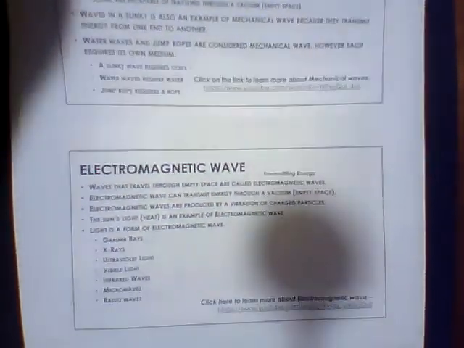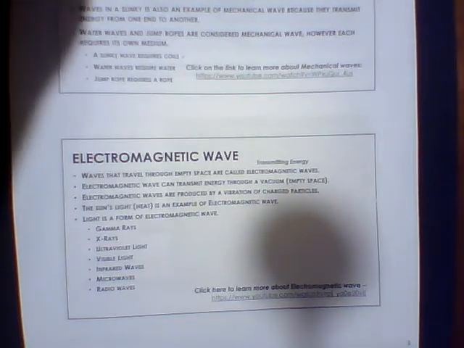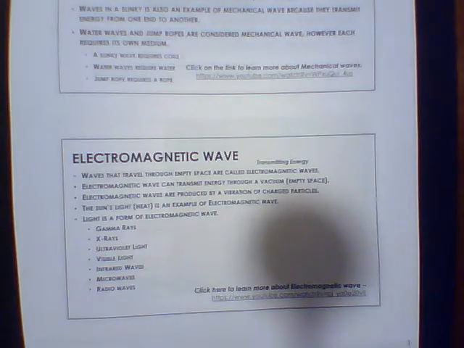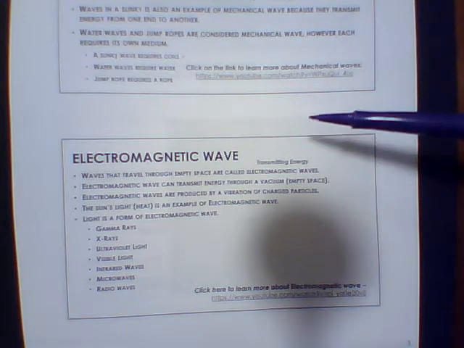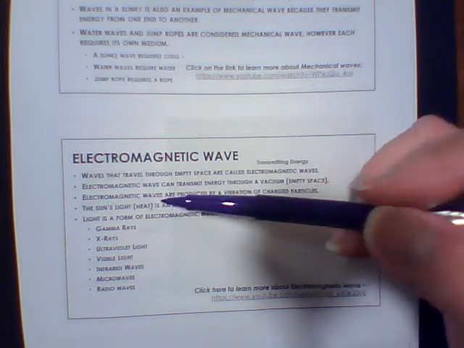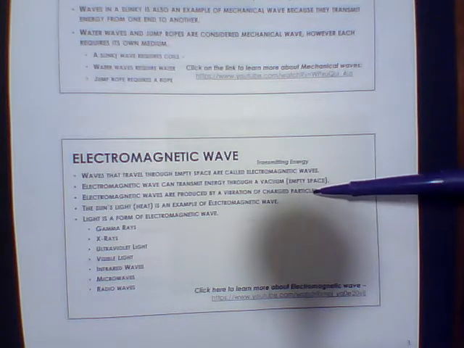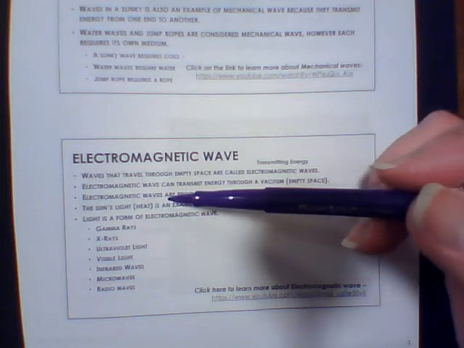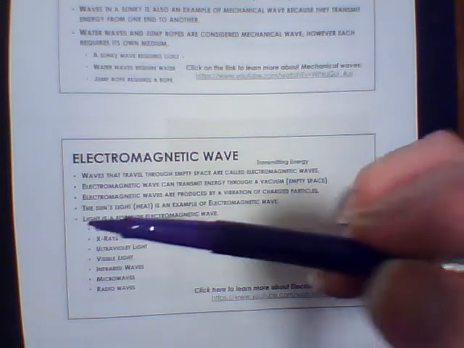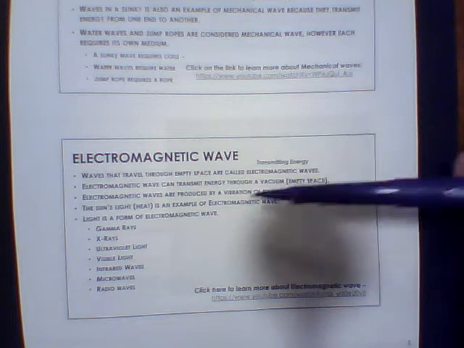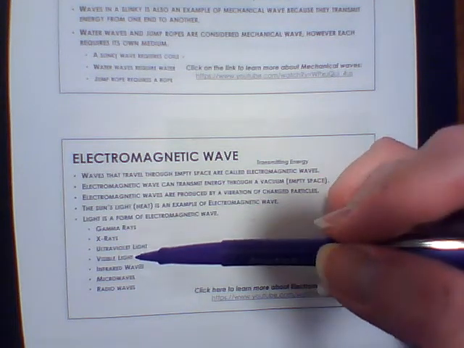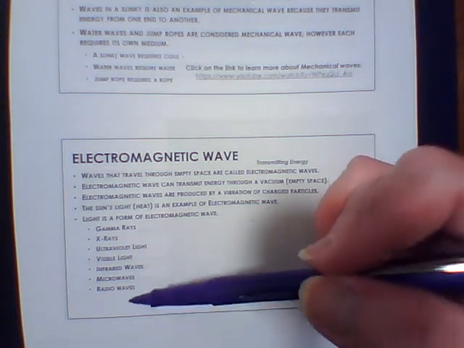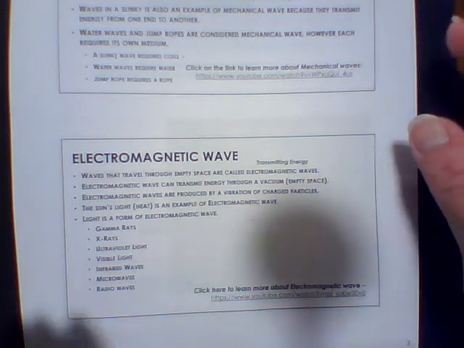Now the second type of wave I'm looking at is called electromagnetic waves. Electromagnetic waves actually travel through empty space, and these are the type of waves that we cannot see, but we know they're there. Usually electromagnetic waves are produced by vibration of charged particles. The sunlight is an example of electromagnetic wave, and any type of light. So I have gamma rays, X-rays, ultraviolet, infrared, microwaves, radio waves, and then even just visible light itself.